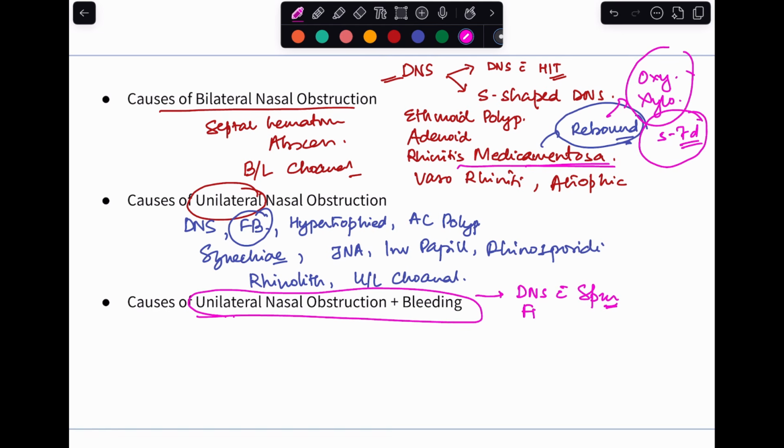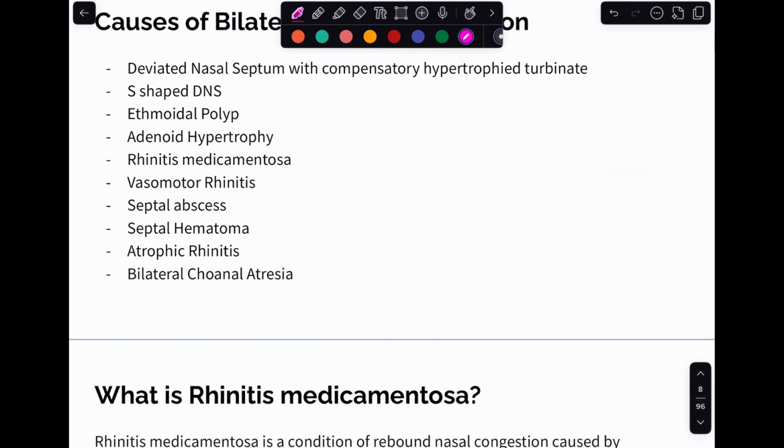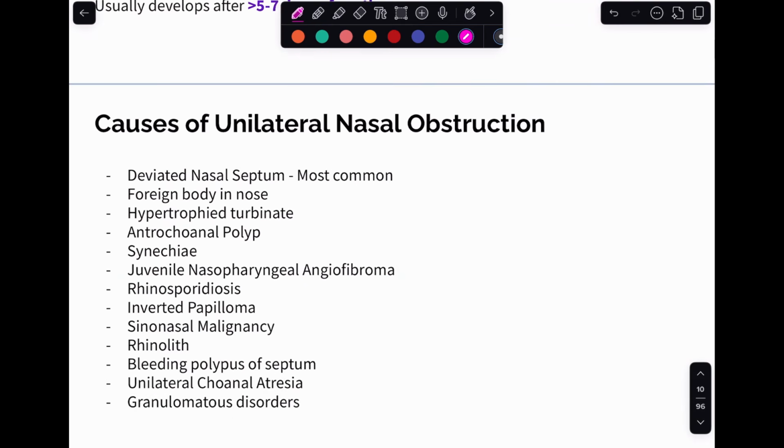Other than this, a foreign body case can also present to you with bleeding, even cases of juvenile nasopharyngeal angiofibroma and inverted papilloma. Then a case of rhinosporidiosis can also have bleeding, even sinonasal malignancy. There's also a condition known as bleeding polypus of septum, which is basically the hemangioma of septum. These cases also present to you with unilateral nasal obstruction with bleeding. Even granulomatous disorders of the nose are responsible for unilateral nasal obstruction with bleeding. So these are all the differential diagnoses of these three cases that we just talked about.